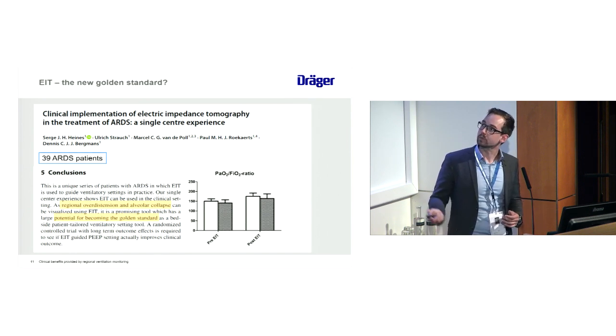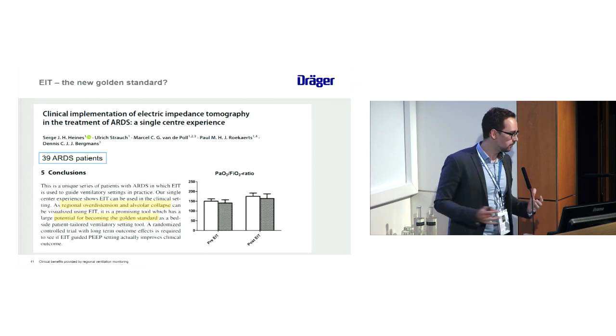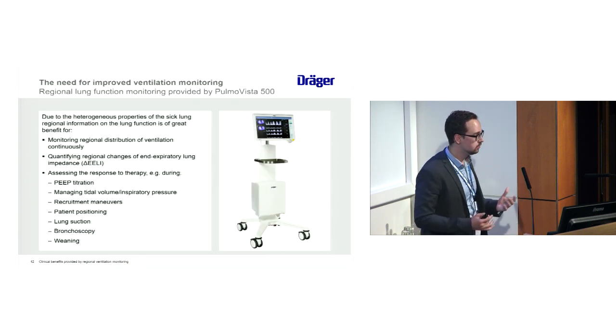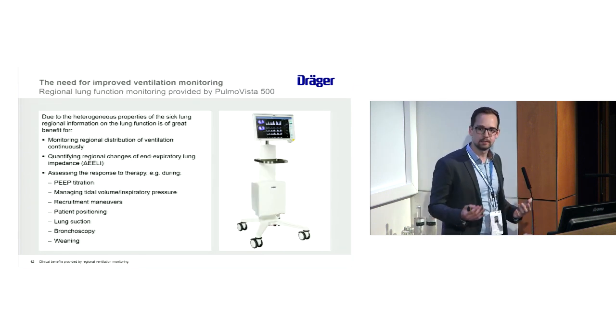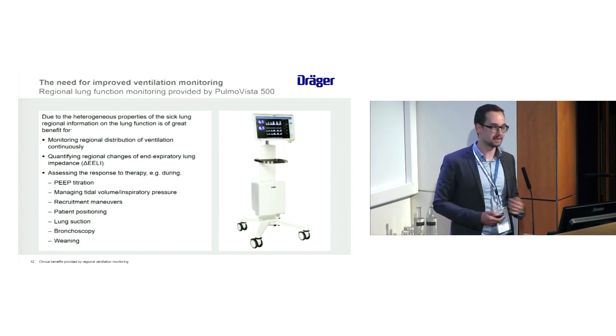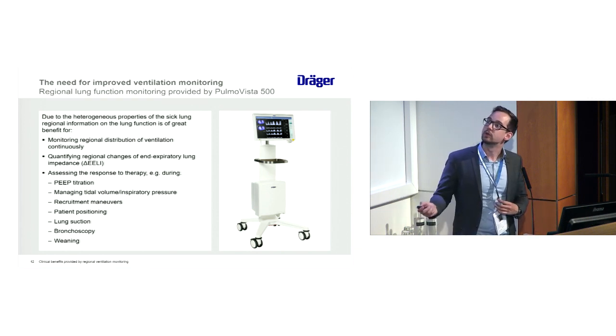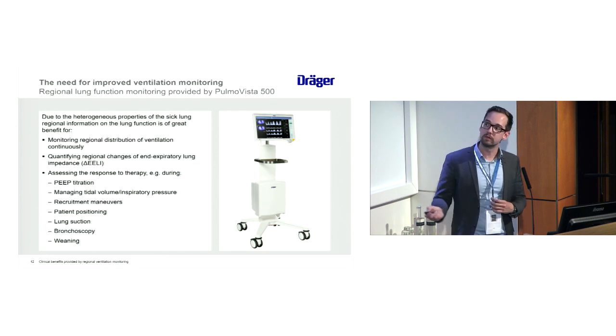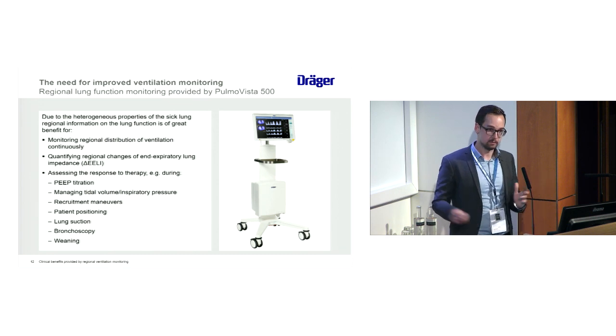So to sum it up, what can EIT do? EIT gives you instant feedback on almost any respiratory intervention that you're doing, and you can use this for basically whatever your imagination allows you. So you can get quite creative with this kind of technology, and you can use it for PEEP titration, recruitment maneuvers, patient positioning, lung suction, bronchoscopy, weaning, but I think this list could still go on.